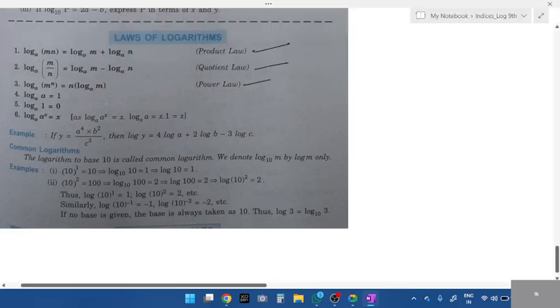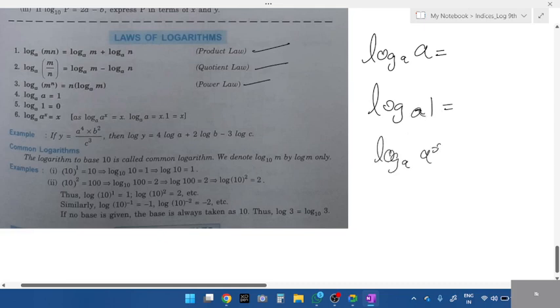Okay. Product law is done. Quotient law is done. Power law, this is what I explained. Next, log a to the power of a. You don't have to memorize this. If you want, you can memorize, or let us prove this, students. Let us prove log a to the power of a.